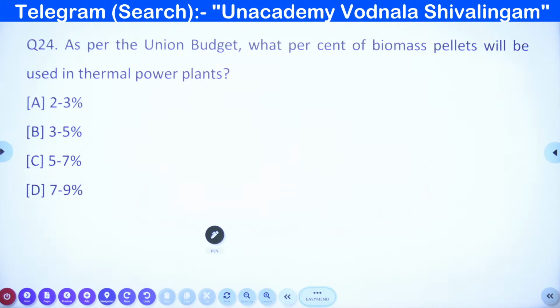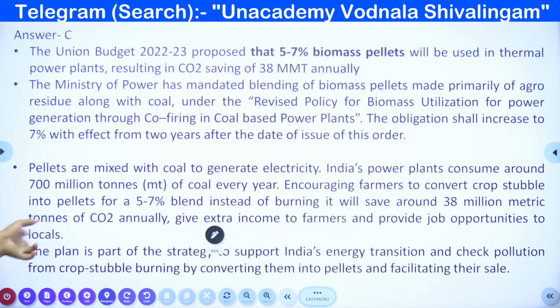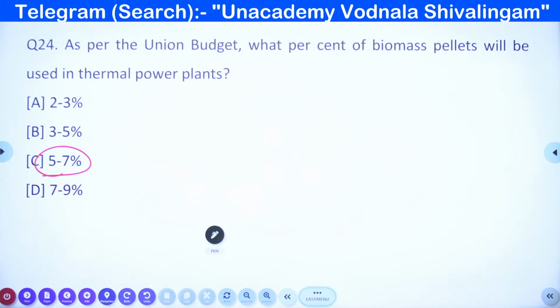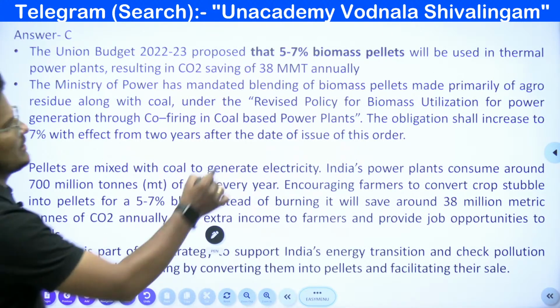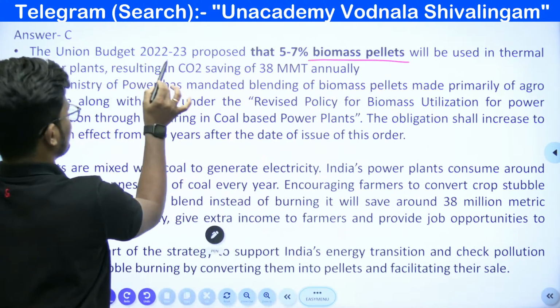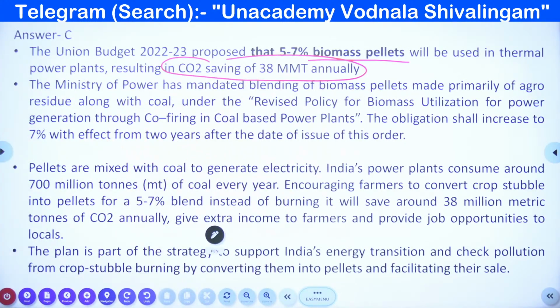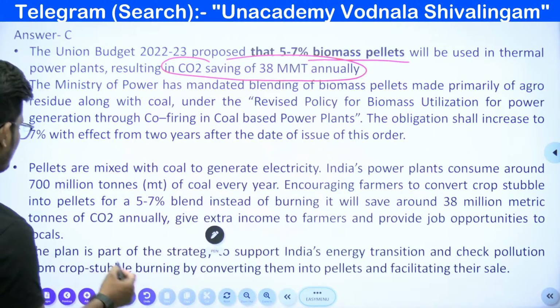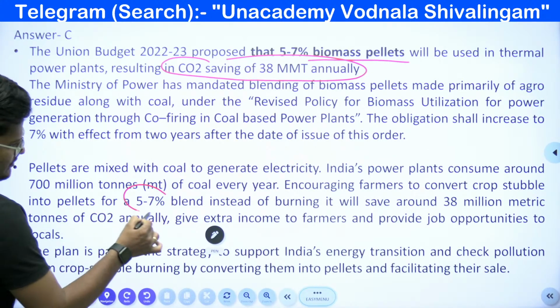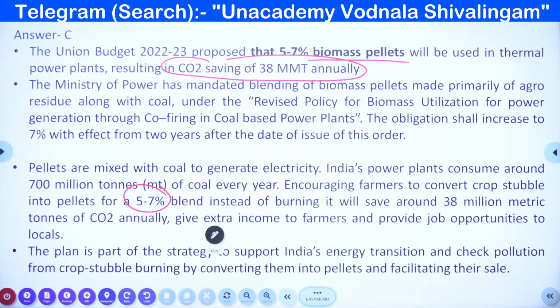As per the union budget, what percent of biomass pellets will be used in thermal power plants? Option C, that is 5 to 7% is going to be used. 5 to 7% of biomass pellets will be used in thermal power plants, resulting in a carbon dioxide saving of 38 MMT annually. 38 MMT of CO2 will be saved because of this. It encourages farmers to convert crop stubble into pellets for a 5 to 7% blend instead of burning it.